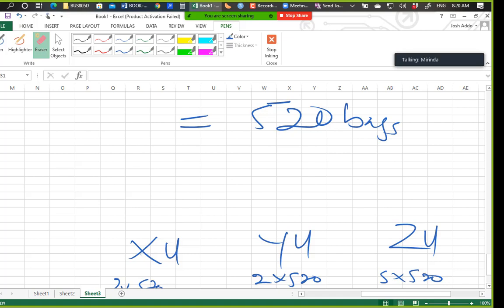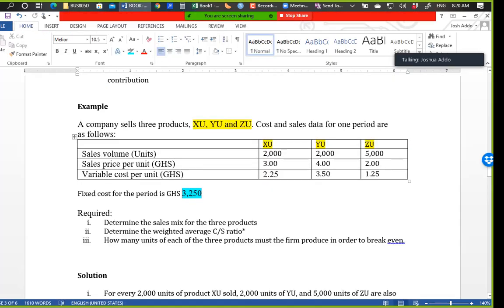Yes, sir. Please, this is Miranda. Yeah, Miranda, let me hear you. On the table, the selling price for the zoo, the last one. Is it 2 or 5? The selling price is 2. It is the units that is 5. But each unit of zoo sells for 2 cedis. This is the selling price information here.